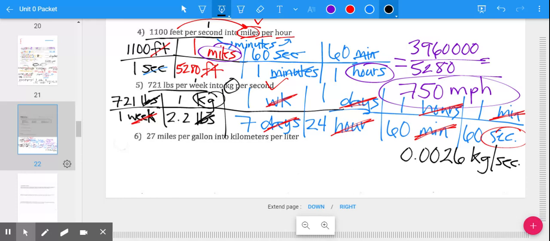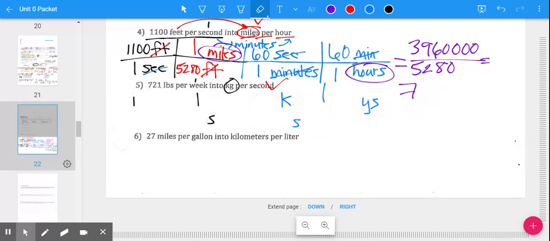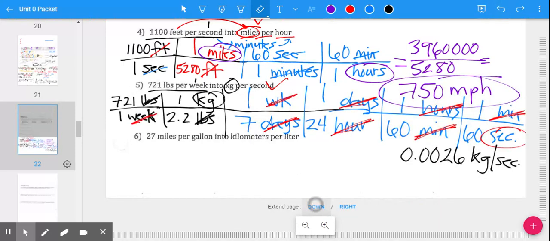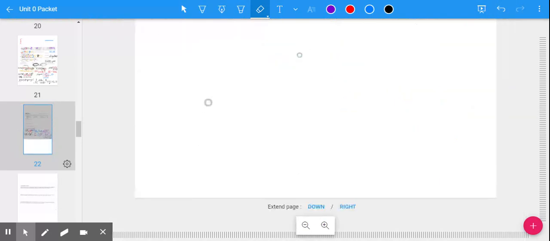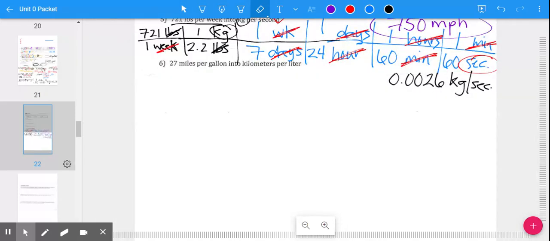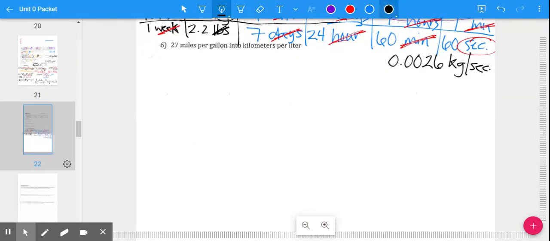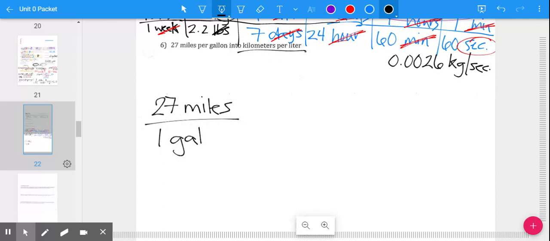All right, for the last one, I'm going to delete this because I ran out of room in the top one and they got a little jumbled. So I don't want that to happen with the next one. So I'm going to erase all of this to maximize my room. So for our last one, we have 27 miles per gallon. So 27 miles per 1 gallon. And we're trying to figure out kilometers per liter.